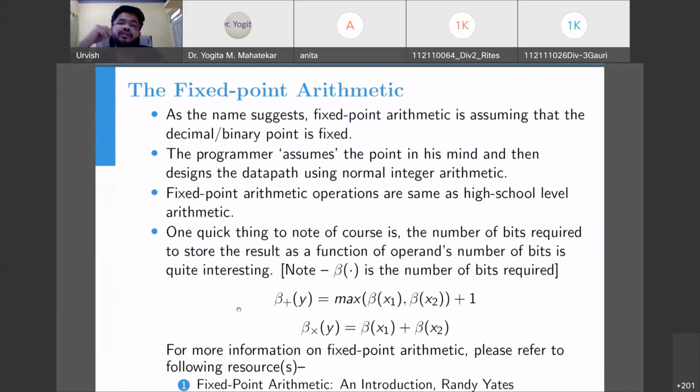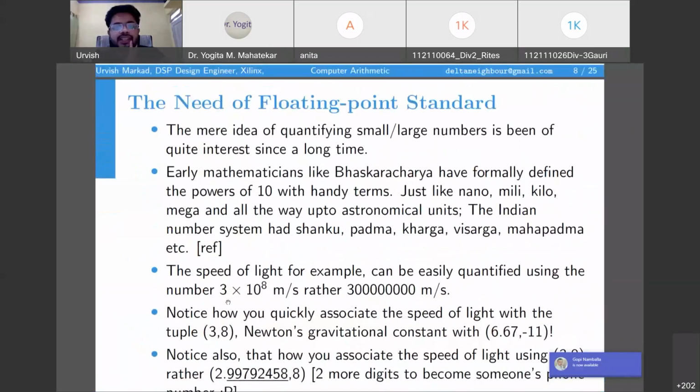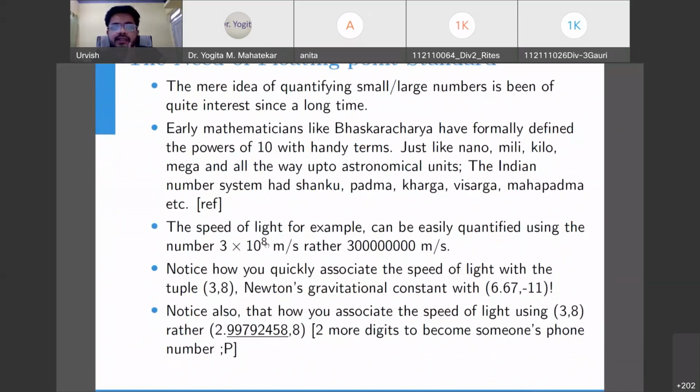Now fixed point and floating point, the nomenclature itself gives you the idea of how the decimal or the binary point is. For a fixed point, the decimal point is fixed, but for a floating point, it is floating, not in the air, but in the representation. So why do we say it is floating? Because the mantissa is stored with some given format. Even in scientific notation, it is limited to a number less than 10, if I'm not wrong.